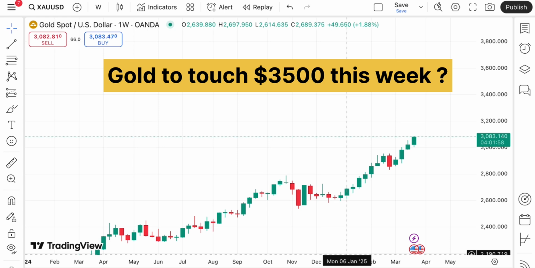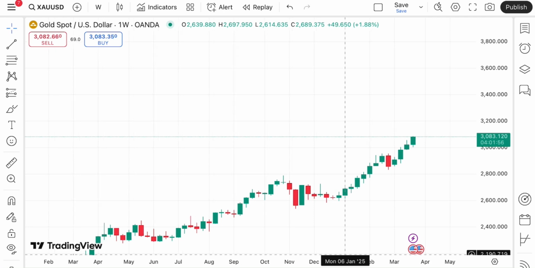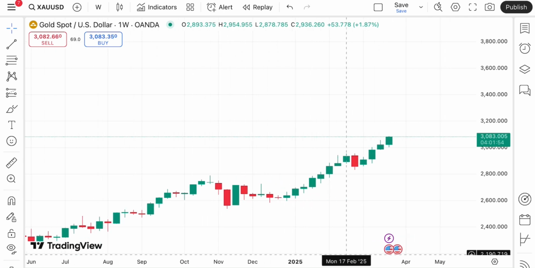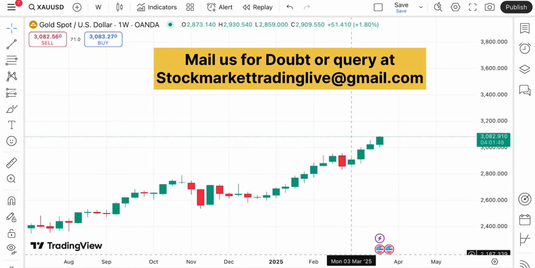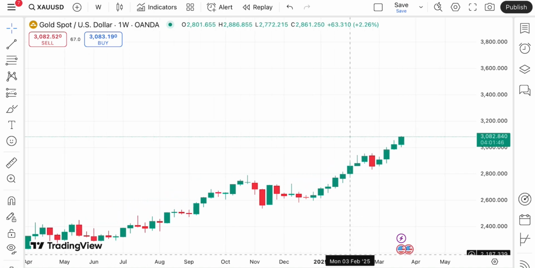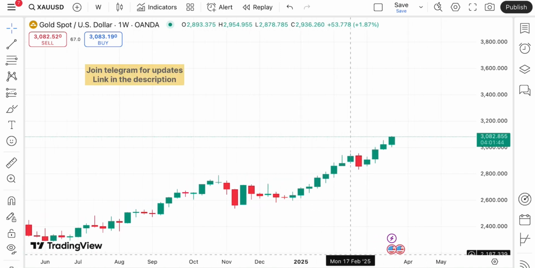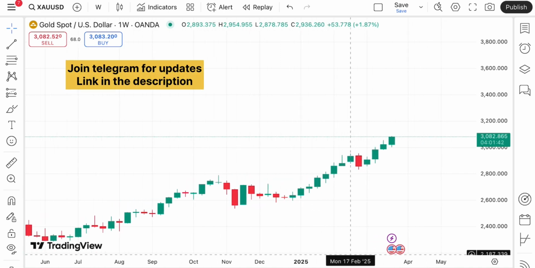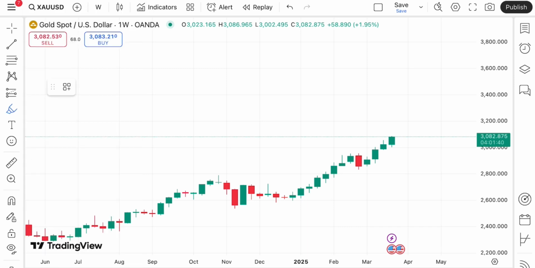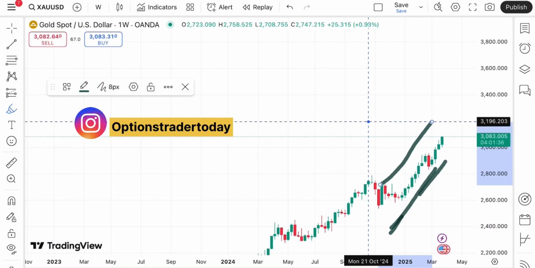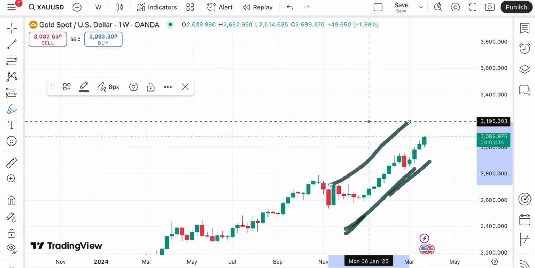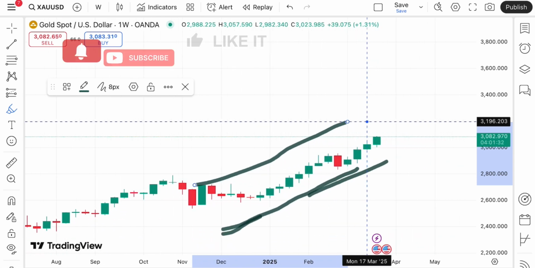So today in this video I'll explain how the price of gold has moved in the last week and how the price of gold can move in the next week. If you look at the chart of gold, gold is now trading at a level of $3082.910. Chances are high that if the price keeps moving above this level, we can see a further upside movement, and if that sustains, a further high.